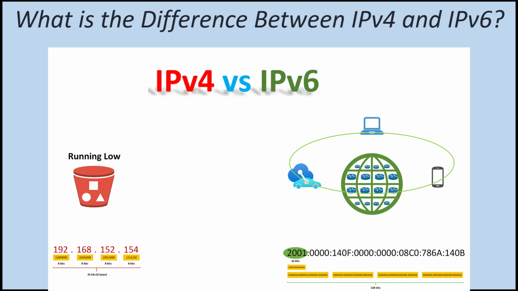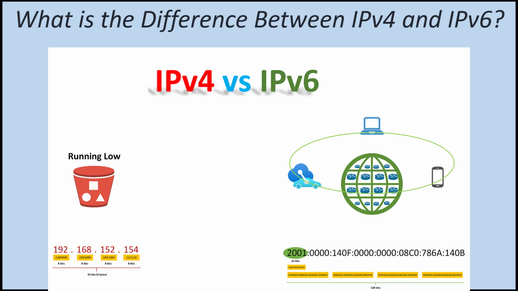IPv6, with its 128-bit addresses, gives us a massive pool of unique codes, making sure we have enough for all our devices and then some. It's like upgrading to a bigger address book for our expanding digital world.